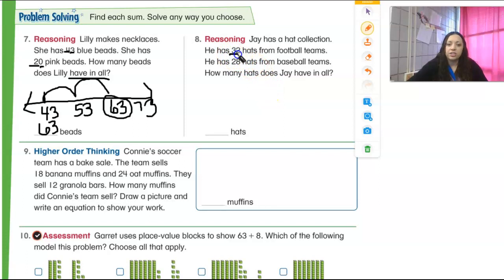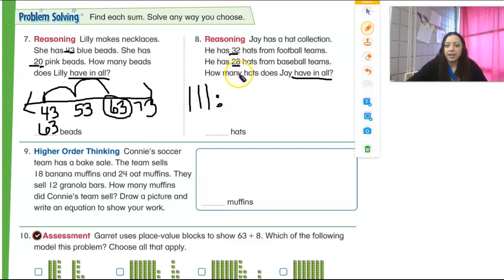And then right here it says, Jay has a hat collection. He has 32 hats from football teams and 28 hats from baseball teams. How many hats does Jay have in all? Those words, in all. So we're going to draw the 32. 1, 2, 3. And then how many ones? 2 ones. See, look at the number. 3 tens, 2 ones.